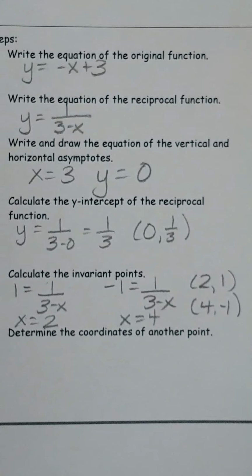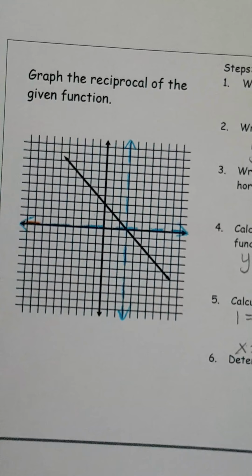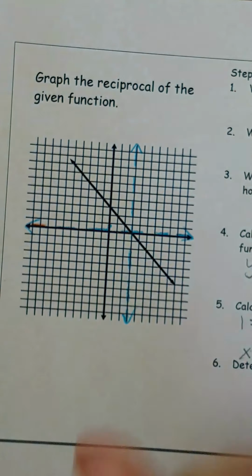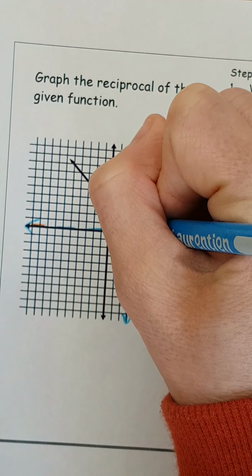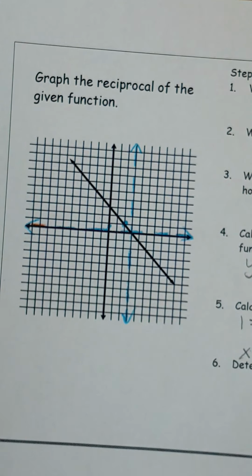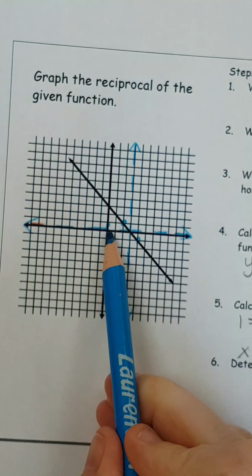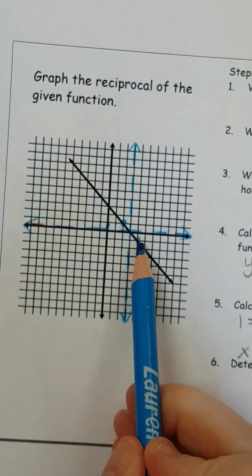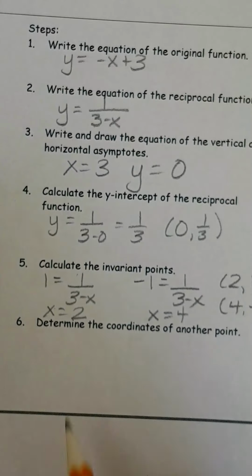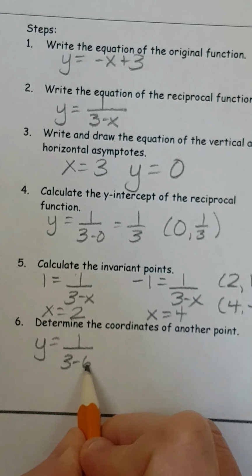Okay, and then this is where I would normally plot them and then figure out what else I need. So 0, 1/3, 2 and 1, yep, there it is on that one. And then 4 and negative 1, and it's on that one as well. So I can see I have my 2 points in this section, but I need another point over here. So I'm going to go back and calculate it. I'm going to use 6.